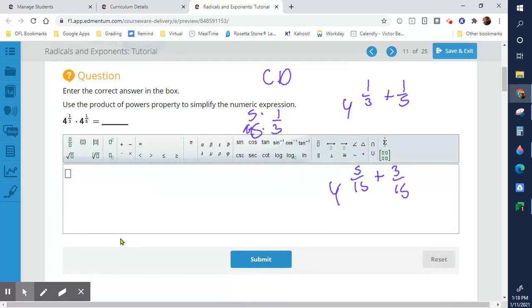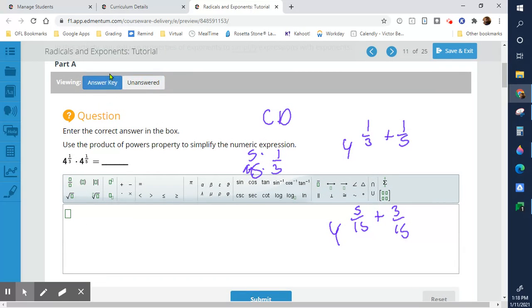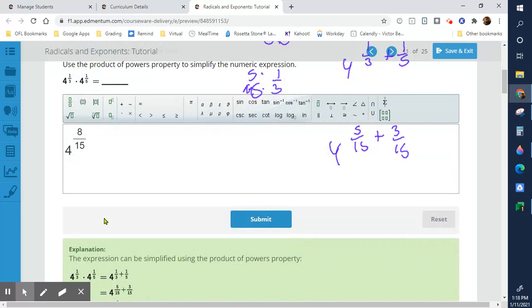You can see the work they did there. They don't do it in as much detail as I did.